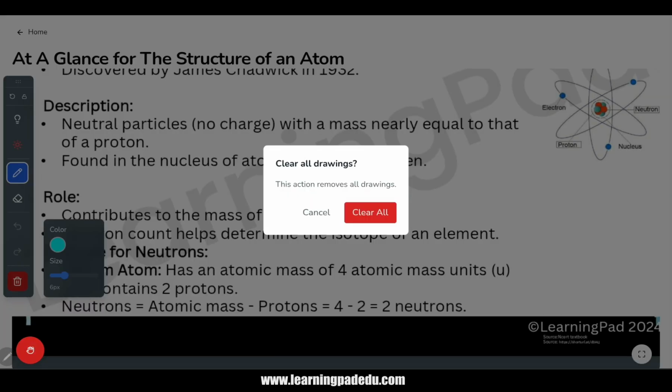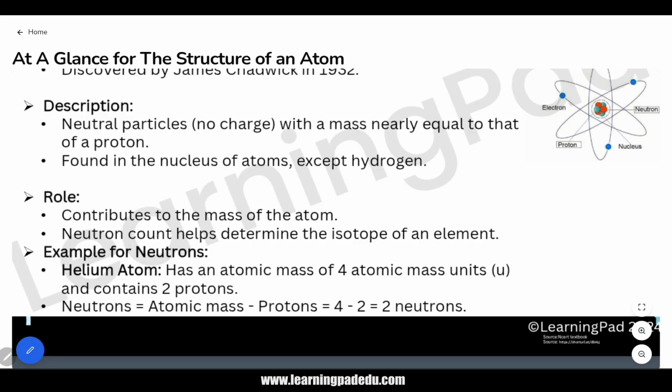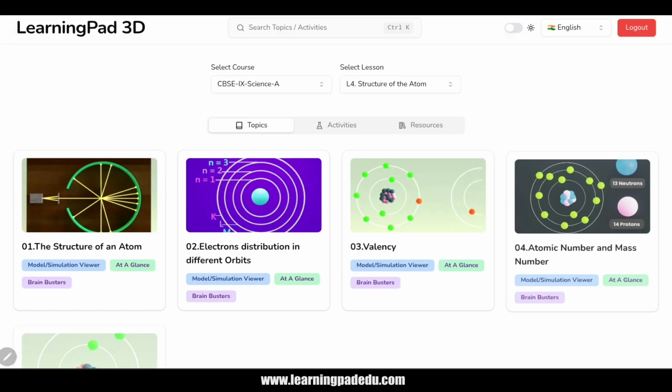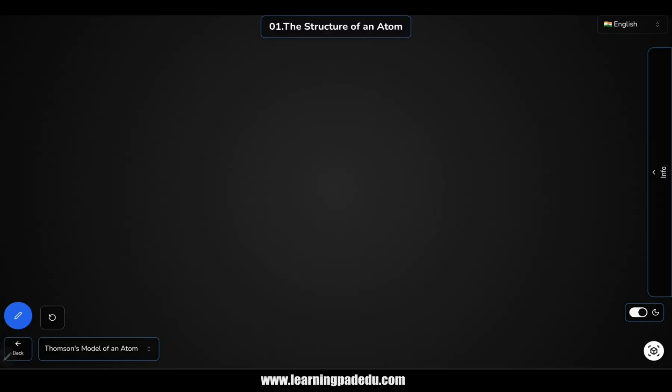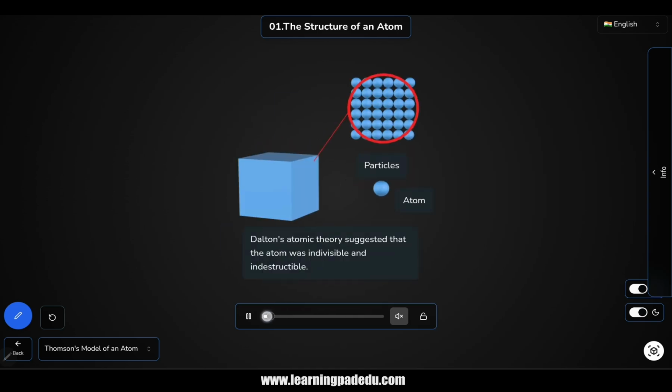Okay. Let us see the Thomson model as well as all other models which we just studied. The first is Thomson model. We studied about Dalton's atomic theory, children. Dalton's atomic theory suggests that atom was indivisible and indestructible. This we studied in our previous chapter.